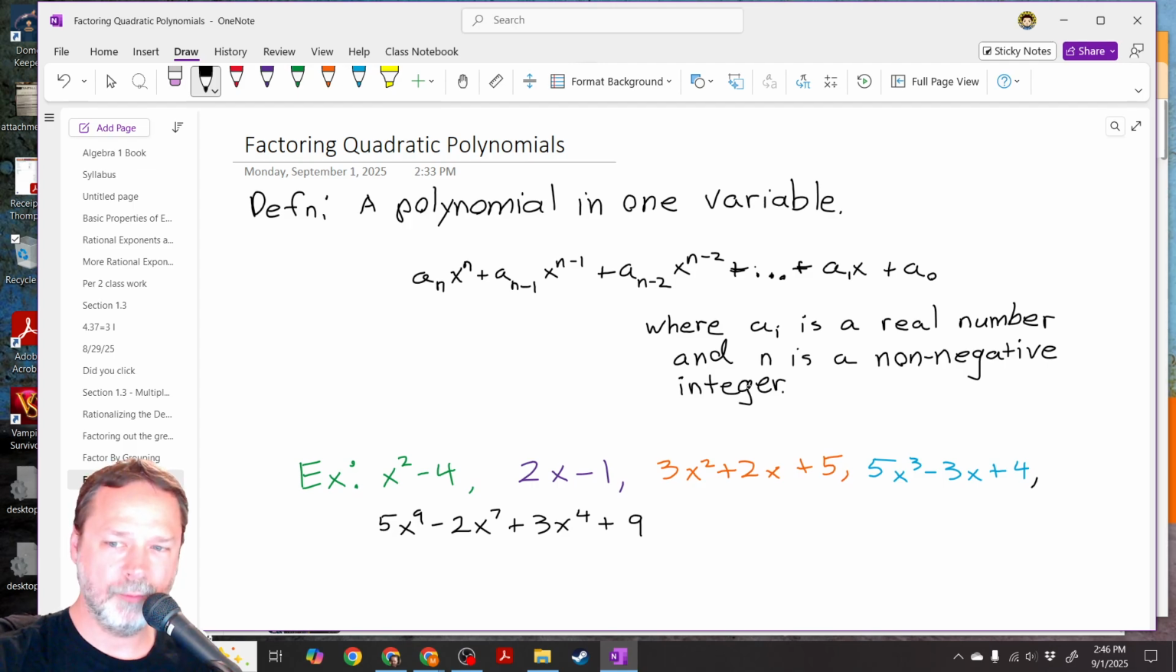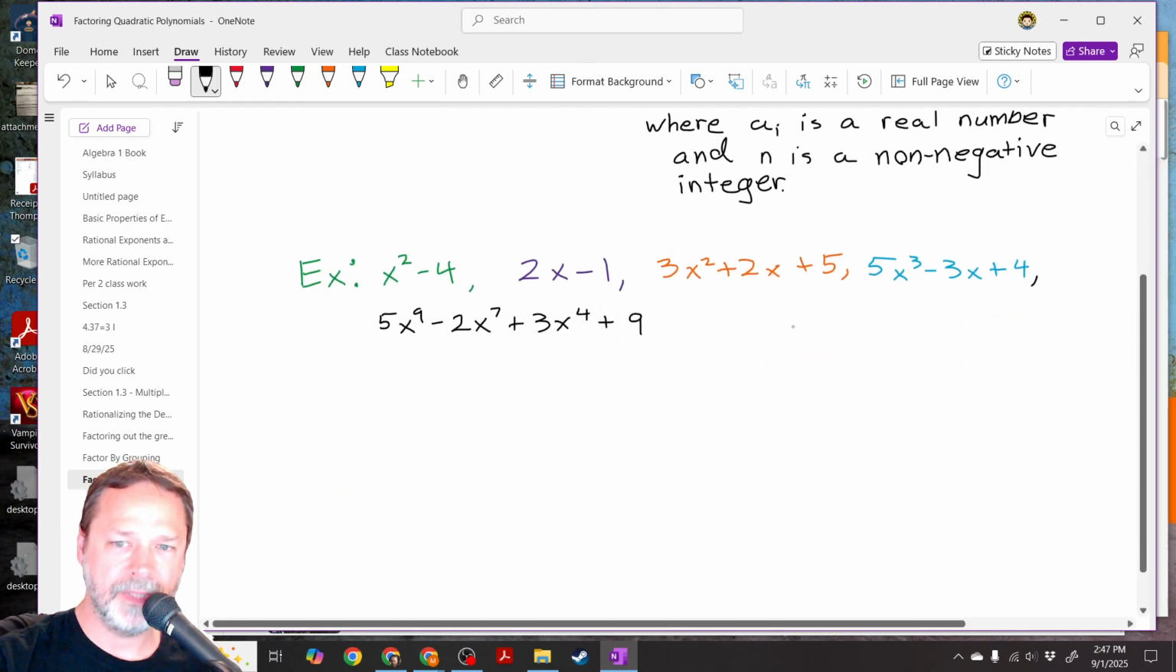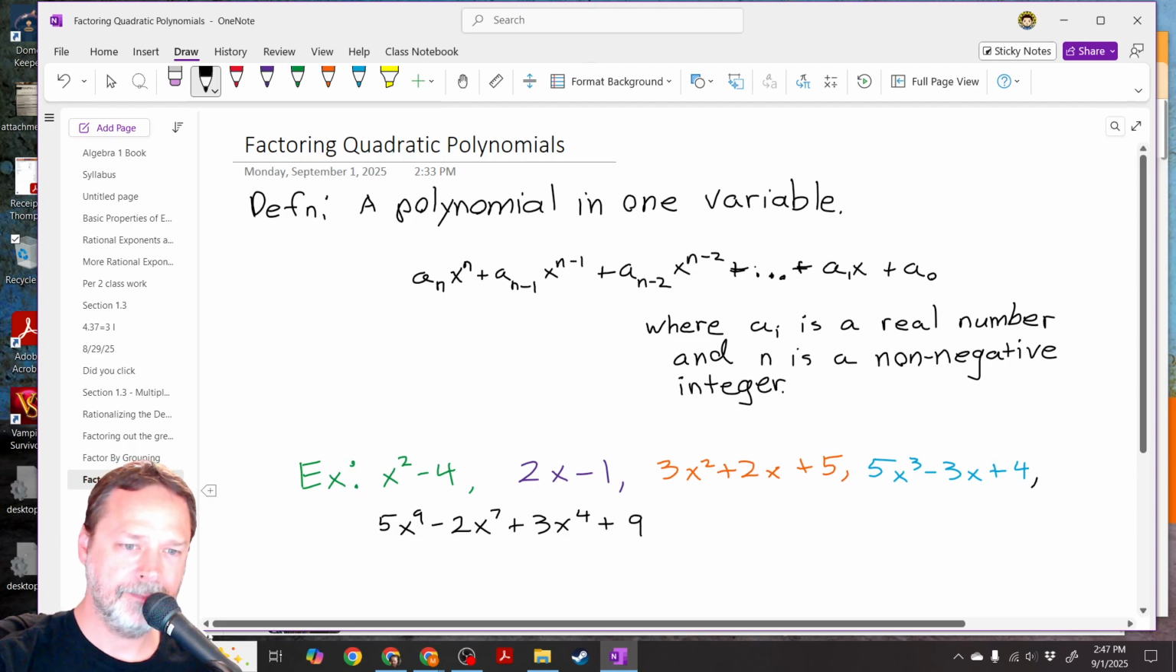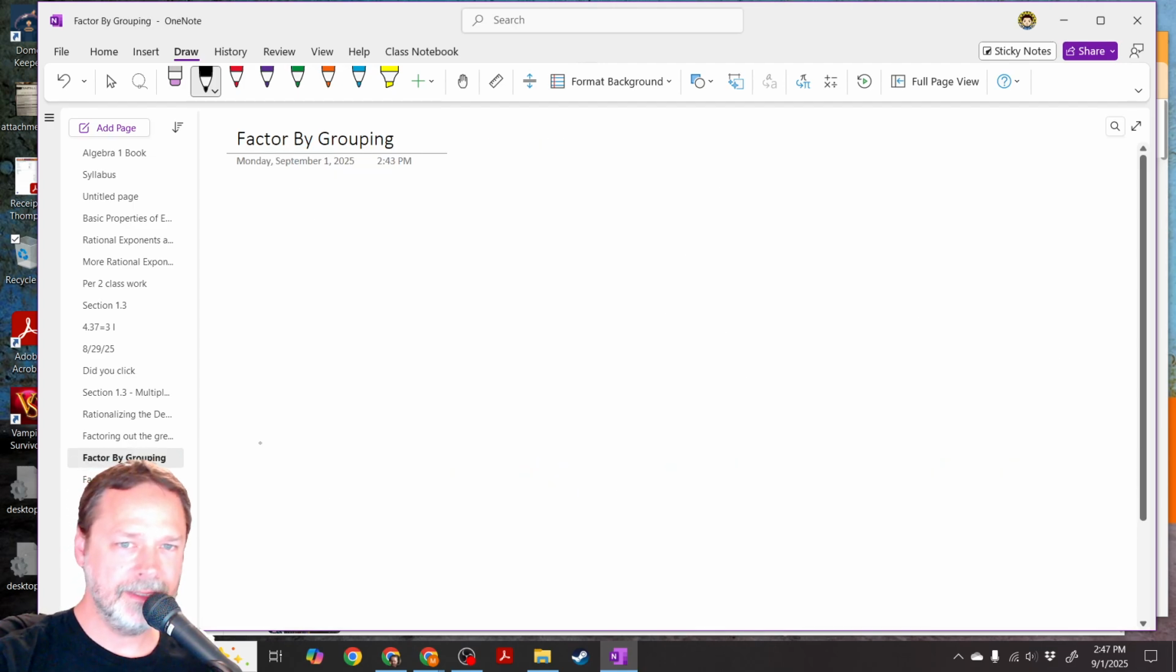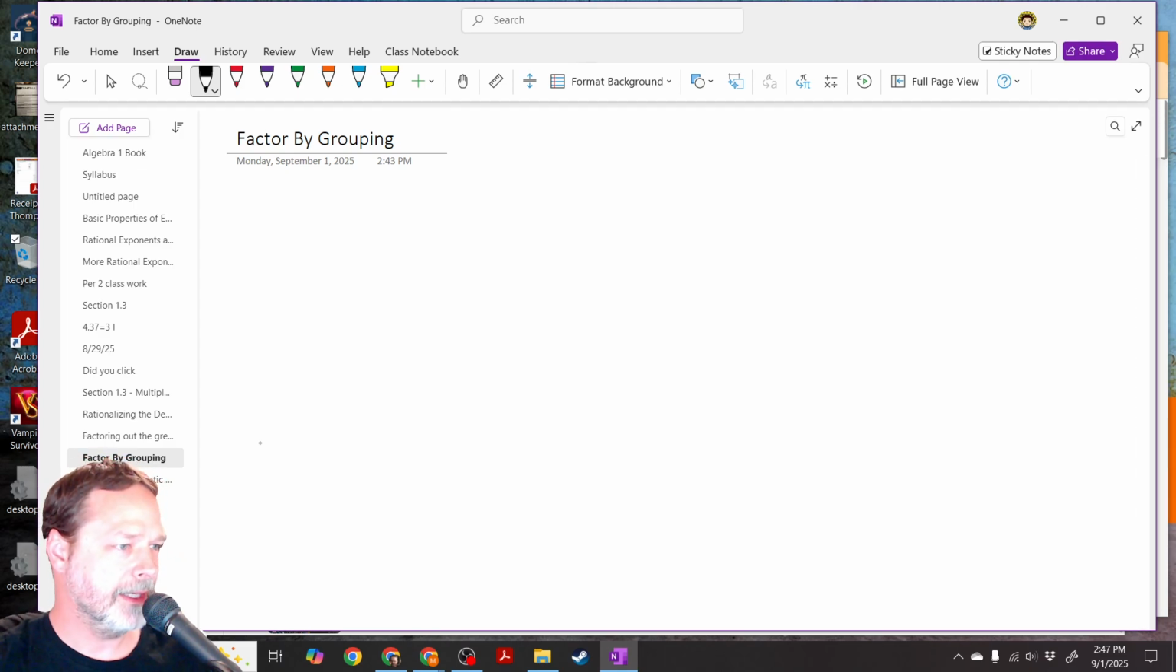We could have more than one variable, same thing. All the exponents, the powers on the variables, the x, the y, the z, whatever they are, have to be non-negative, so 0 is okay. And then the coefficients are real numbers. That's the idea, and here's a bunch of examples. So we are dealing with things like that. So let's go ahead and do some factoring by grouping.